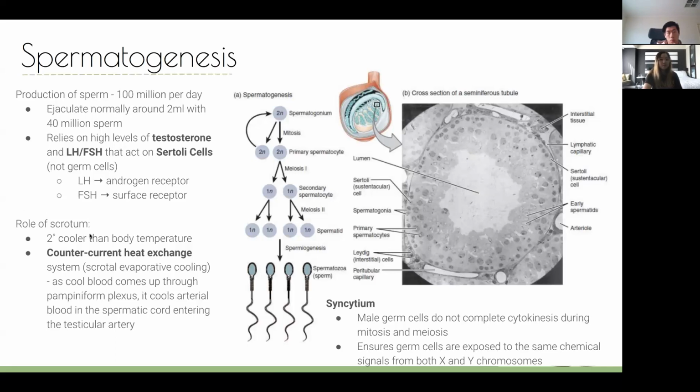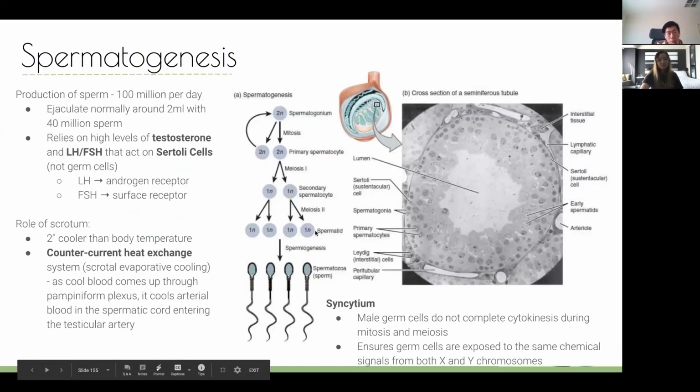And the role of the scrotum is that it holds everything underneath the body, so it's 2 degrees cooler temperature, and they like this buzzword, like a counter-current heat exchange system. So basically it's saying that as cool blood comes up through the pampiniform plexus or the venous plexus, it cools the arterial blood in the spermatic cord entering the testicular artery, and that just prevents a lot of like developmental defects, etc.